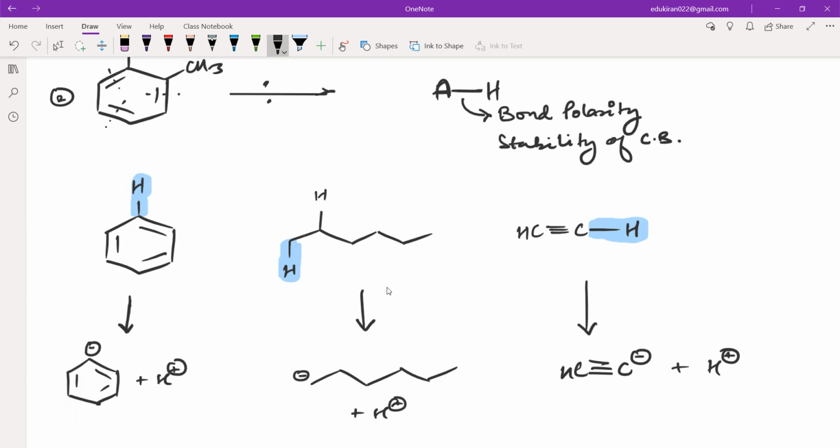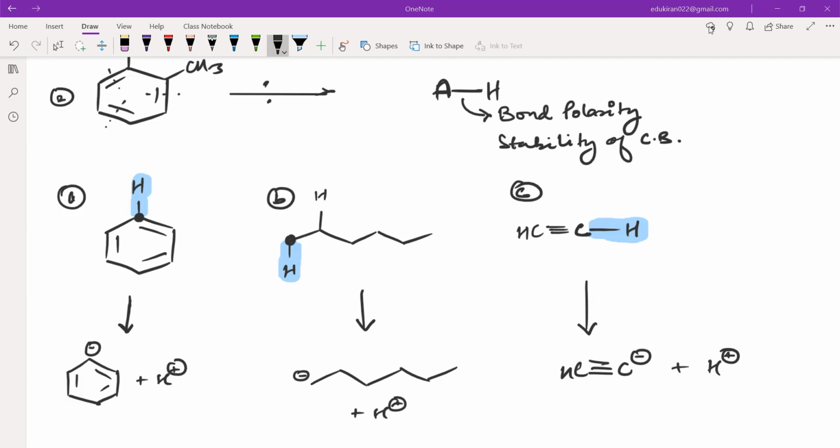Yes, sir. So how do we look at the bond polarity? Here also we have carbon, here also we have carbon, here also we have carbon. What is the difference between all of these carbon atoms? In A, B, and C, how are the carbon atoms different? Are they different or are they the same type of carbon atoms? They're different, na? Bonding is different, right? Yes or no, Samira?